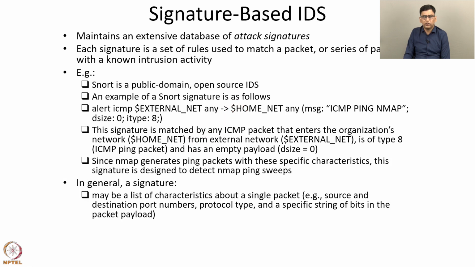In general, a signature may be a list of characteristics about a single packet. For example, source and destination port numbers, protocol type, and a specific string of bits in the packet payload. Or it may relate to a series of packets. So for example, there may be a series of some 5 packets, each of which has part of a virus payload. A signature may pertain to one packet or it may pertain to a series of packets.